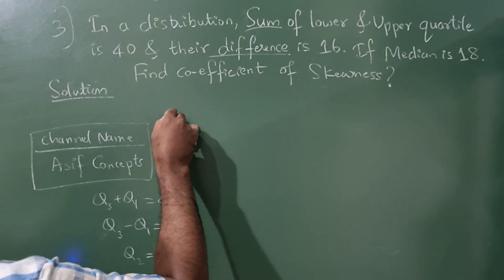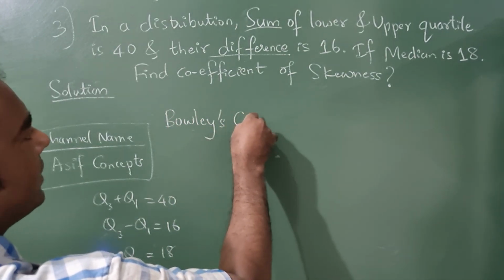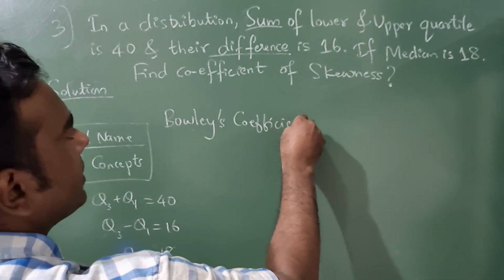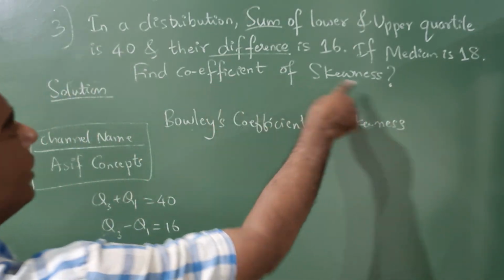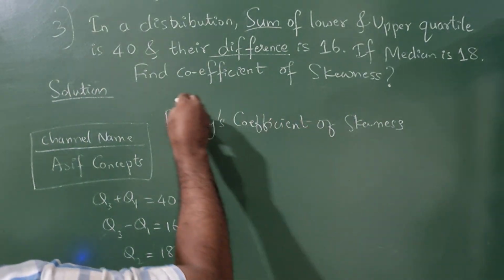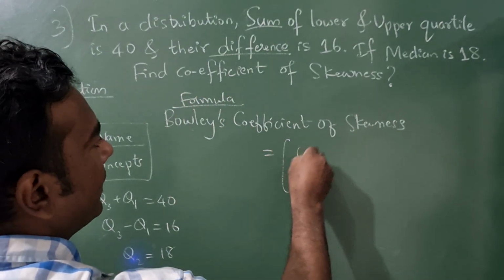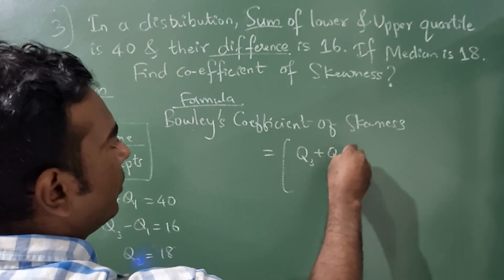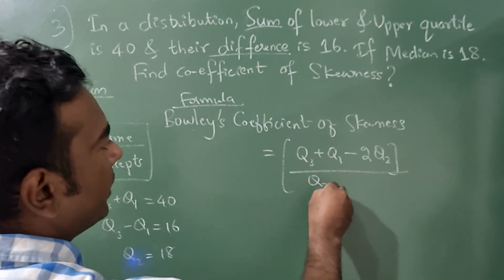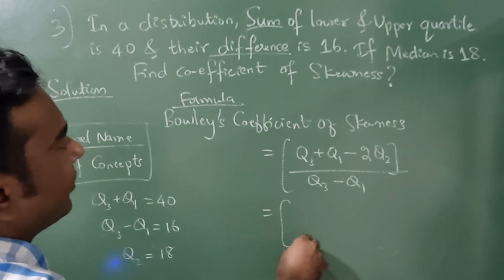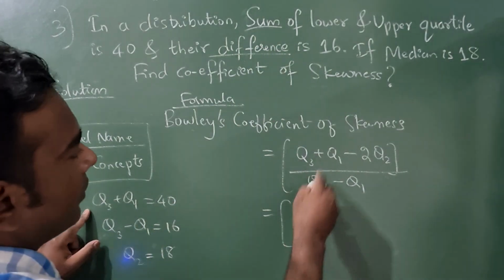Now remember, every time they won't give Bowley's coefficient of skewness, they will just give coefficient of skewness. You should know that this is this formula itself. So what is the formula for this? It is Q3 plus Q1 minus 2Q2 divided by Q3 minus Q1. Now you can see here, sum, it is how much? 40.